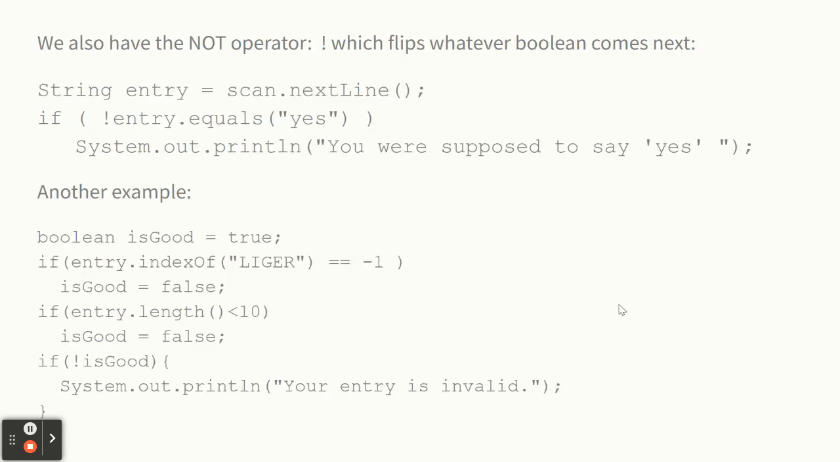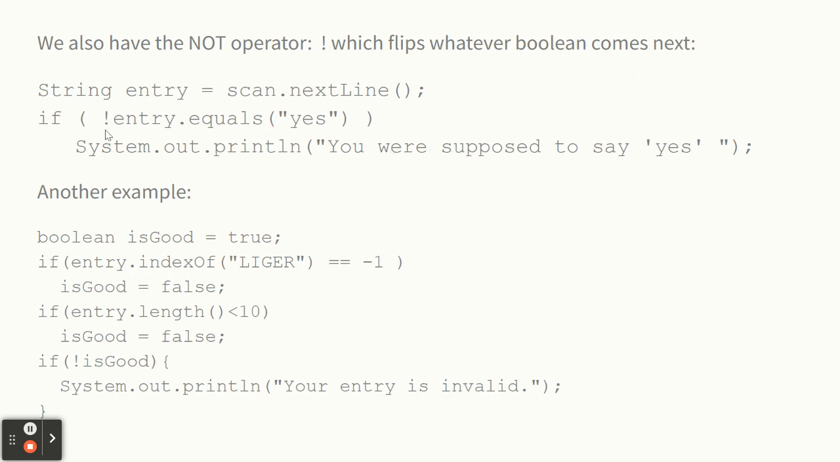We also have a not operator, which is the exclamation point. That flips whatever Boolean expression comes next. So check this out. I'm asking the user to enter something. They enter something. And then I'm checking if entry dot equals yes, but not. So that means if they didn't enter yes, then I'm printing out you were supposed to say yes. I can't explain when you would ever do this, but I'm just giving you an example.